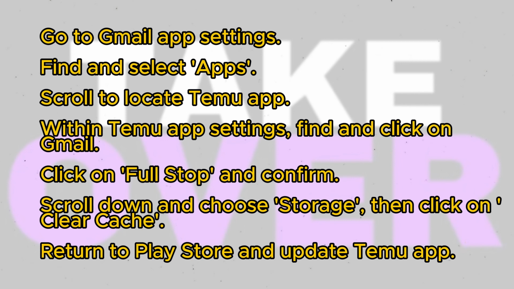To begin, navigate to the Settings option within your Gmail app. Upon clicking, you'll be directed to a new window. Within this window, scroll down until you find the Apps section and proceed to click on it.